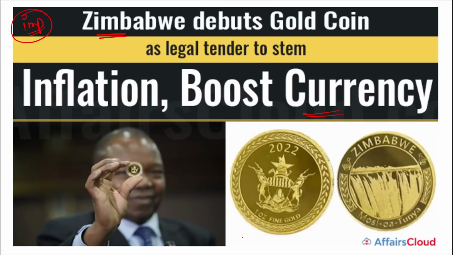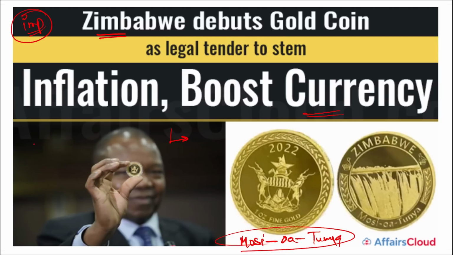It was Zimbabwe. Recently, the Reserve Bank of Zimbabwe has launched gold coins that were named Mosi Oa Tunya. These coins are to be sold to the public in order to tackle the inflation and boost confidence in the local currency. Indirectly, we can say now their currency will be backed by gold.